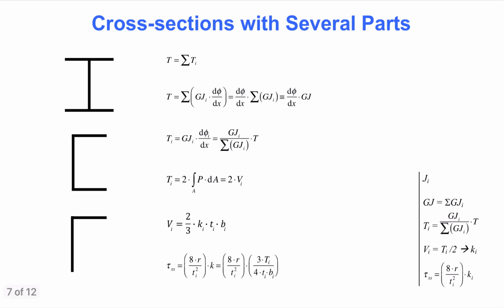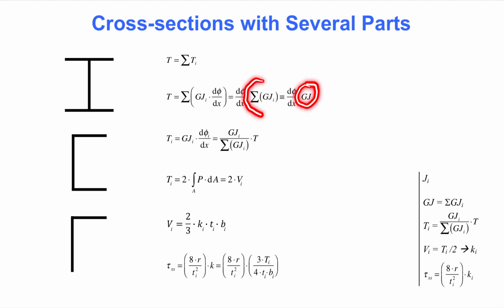Here we assume that the cross-section, such as the ones shown on the left-hand side, consists of parts with different thickness and potentially different shear modulus, G. The first equation states that the total torque, T, is carried by superposition of all parts of the cross-section. The template Saint Venant equation, which says that torque is GJ times phi prime, is introduced in the next equation, where it is recognized that all parts share the same rotation of the cross-section, phi. Furthermore, it is recognized that the sum of GJ for all cross-section parts is the total GJ for the cross-section.